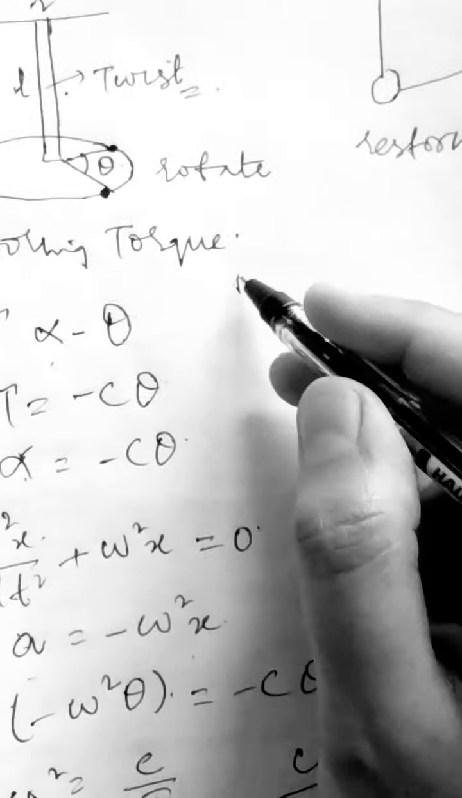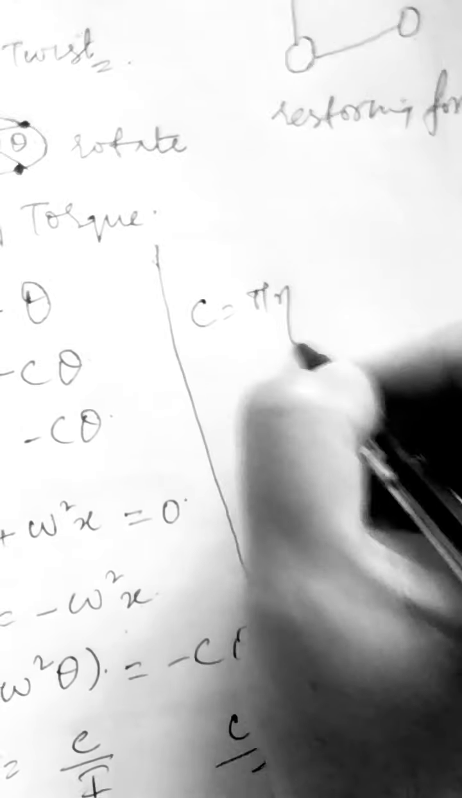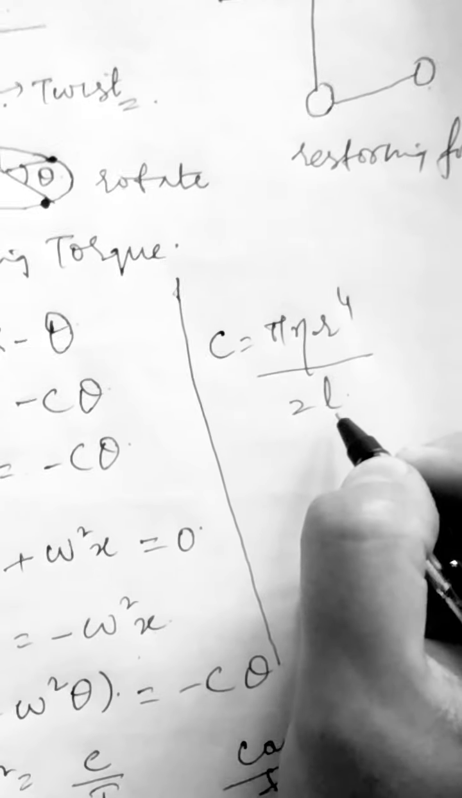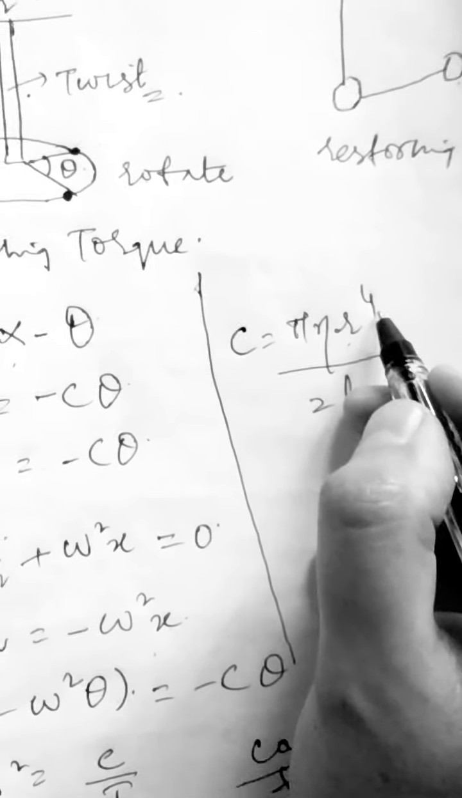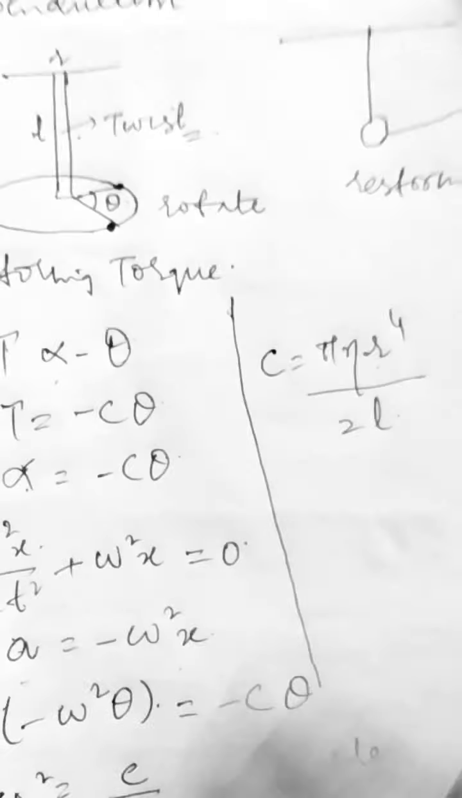This C we have found out to be, how much? Pi eta r 4 by 2L, where L is the length of the rod or the cylinder, r is the radius of the rod or the cylinder, eta is the modulus of rigidity, and pi by 2 is a constant. And what is this I? This is the moment of inertia.